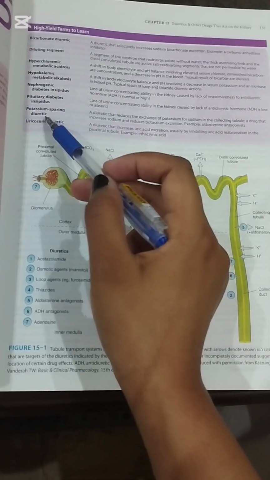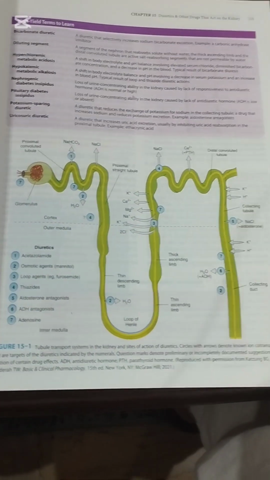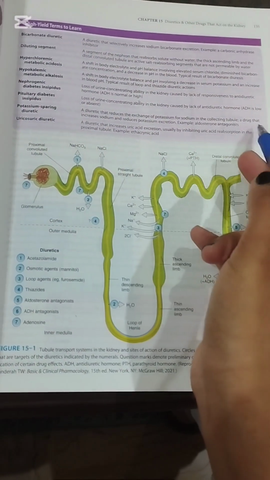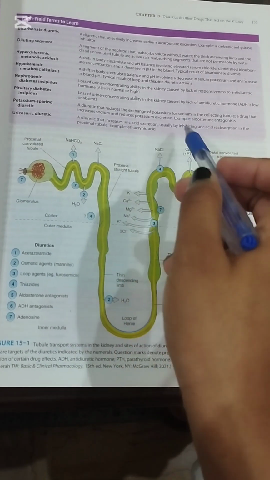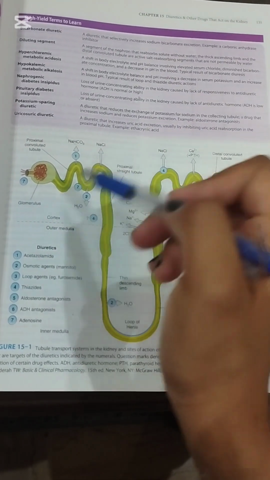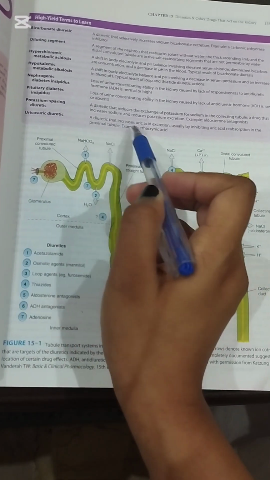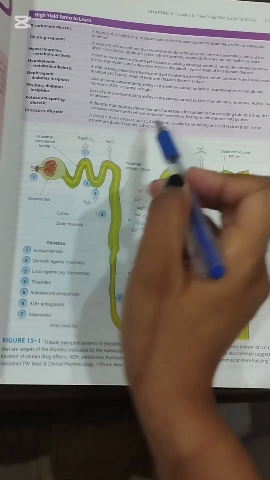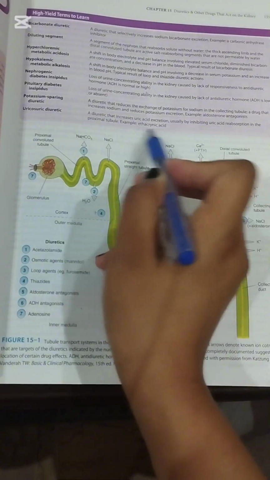Okay. And then we have potassium sparing diuretics, which will reduce the exchange of potassium for sodium in the collecting tubule, which is a drug that increases sodium and reduces potassium excretion. Example is aldosterone antagonist. Okay. Then we have uricosuric diuretic, which is a diuretic that increases the excretion of uric acid, usually by inhibition of uric acid reabsorption in the PCT or the proximal tubule. Example is ethacrynic acid.